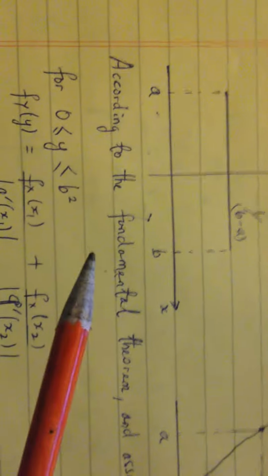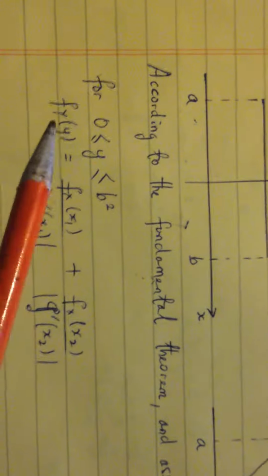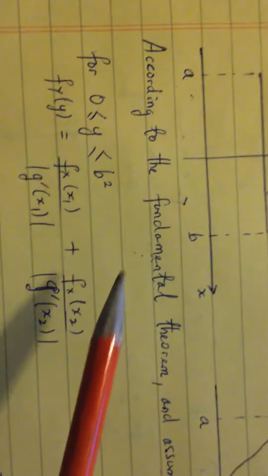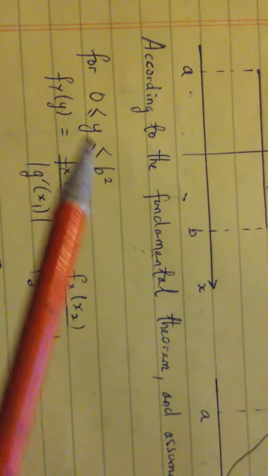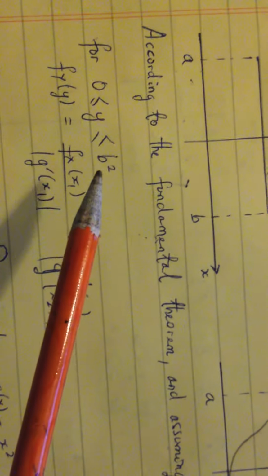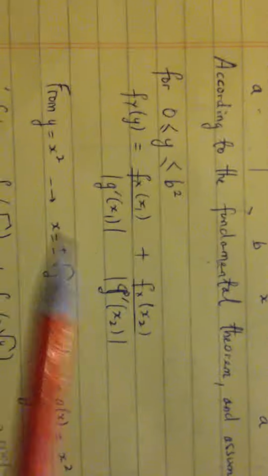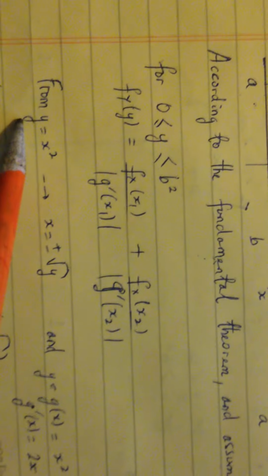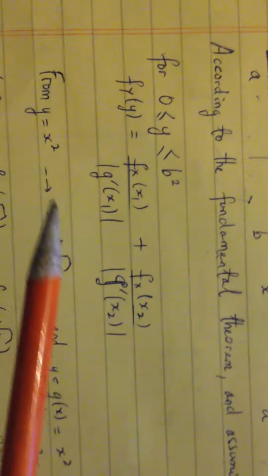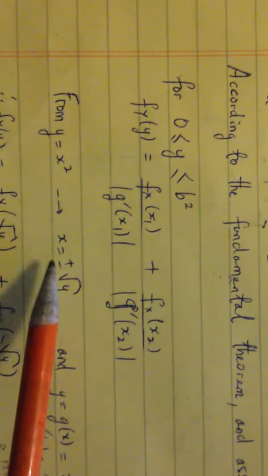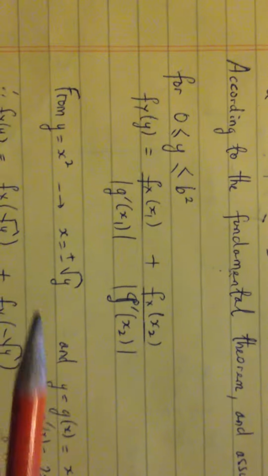According to the fundamental theorem, we have f_y(y) given by this equation here. This is between 0 and b squared. This is if b is greater than 0. And from this, given in the question, y is equal to x squared, if you make x the subject, x becomes plus or minus root of y.